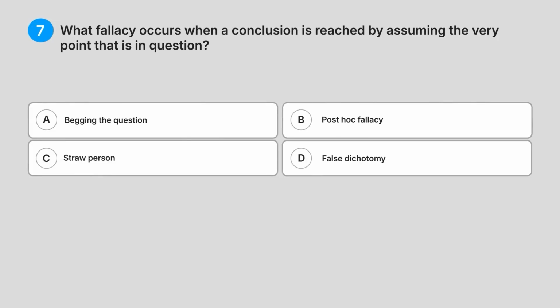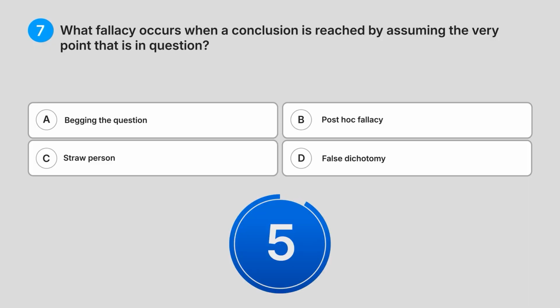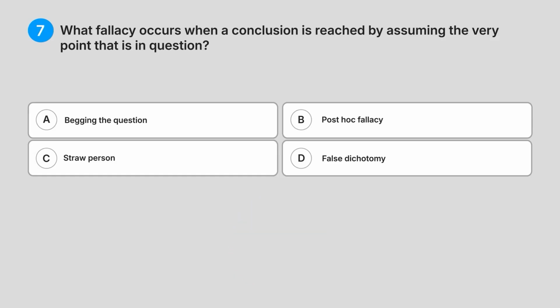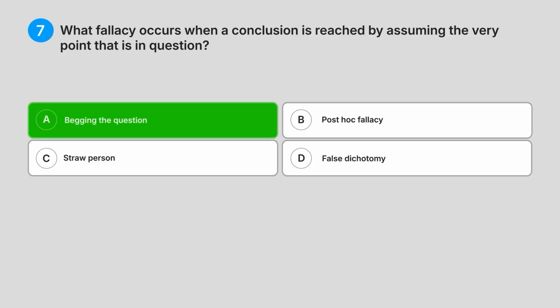7. What fallacy occurs when a conclusion is reached by assuming the very point that is in question? A. Begging the question. B. Post hoc fallacy. C. Straw person. D. False dichotomy. Can you guess the answer? Correct answer. A. Begging the question.